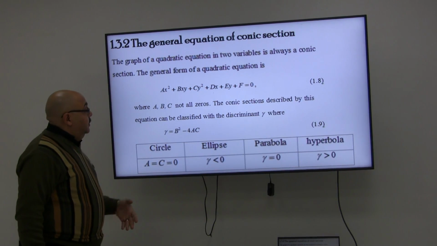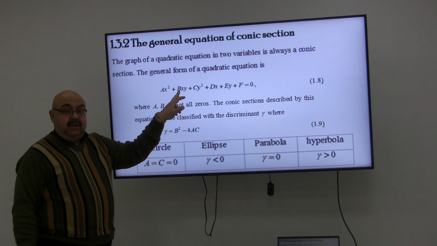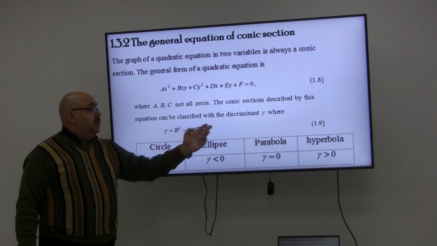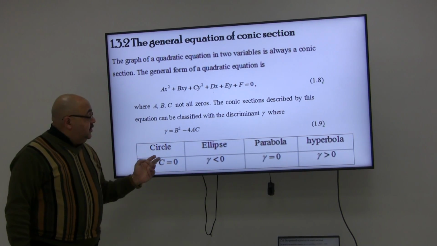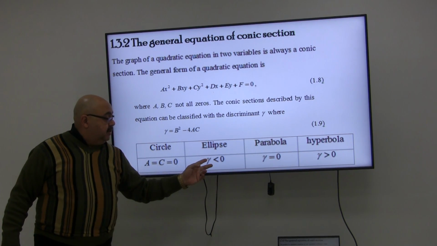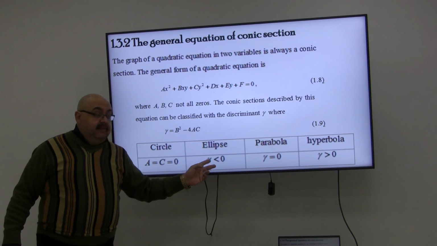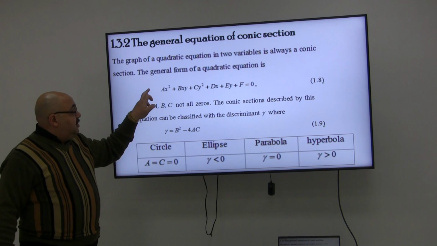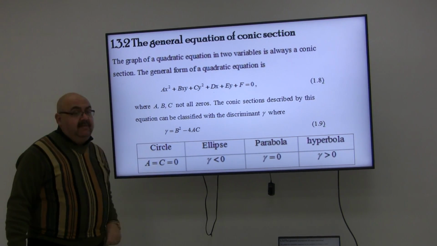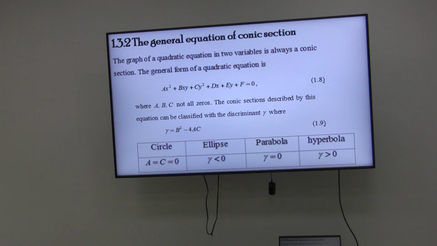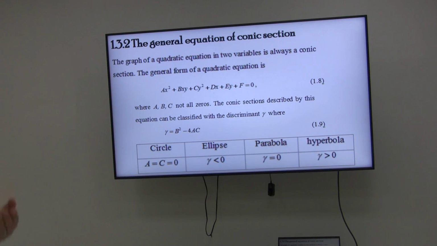So Nada, for example, if you get B squared minus 4AC, which is called the discriminant: if the discriminant is equal to 0, then you will have a parabola. If your discriminant is less than 0, you will have an ellipse. If your discriminant is greater than 0, you will have a hyperbola. If both A and C are equal to zero, you will have a circle. That's a way to classify the shapes that come from a quadratic equation in 2 dimensions.